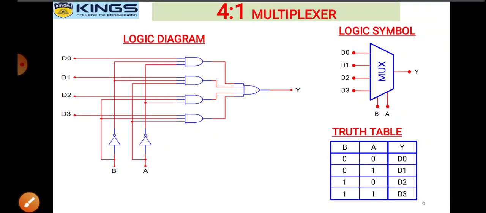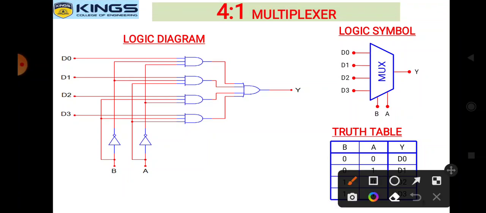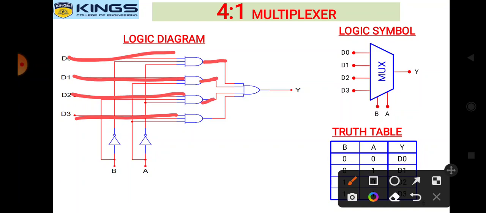Based on this truth table, we can draw the logic diagram. See here, this is the logic diagram. As I have told you, D0, D1, D2 and D3, it has 4 inputs. We are going to get the outputs of D0, D1, D2, D3 and combine them into an OR gate by adding all those gates, and we are going to get the output Y.